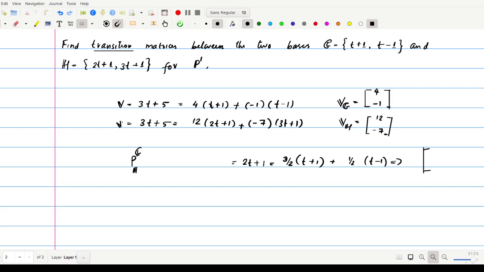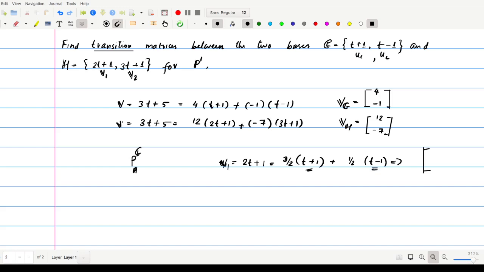We call this u1. If we write this as v1, this is our v1, this is our v2, and this is our u1, and this is our u2. So v1 can be written as a linear combination of u1 and u2.